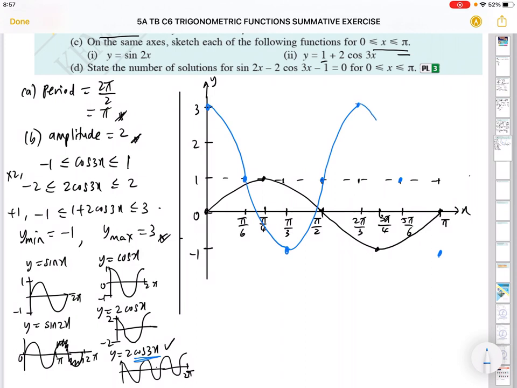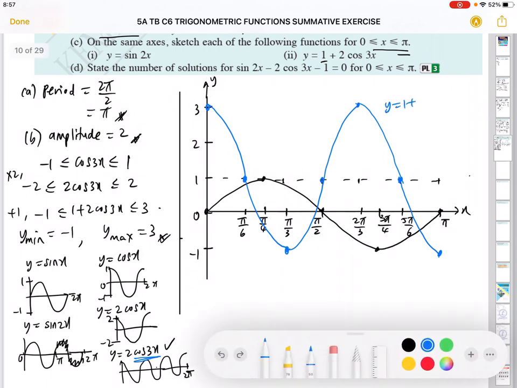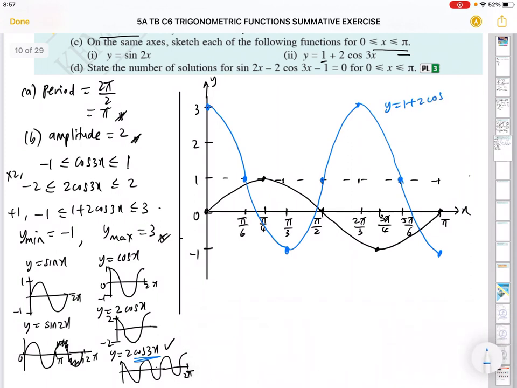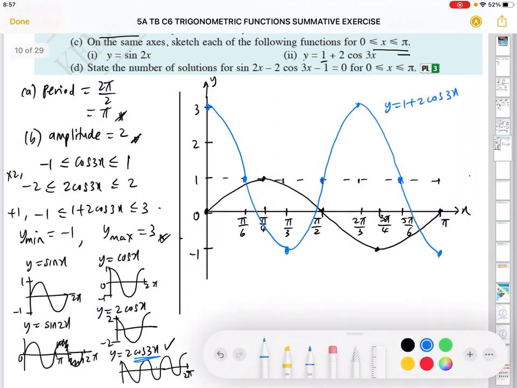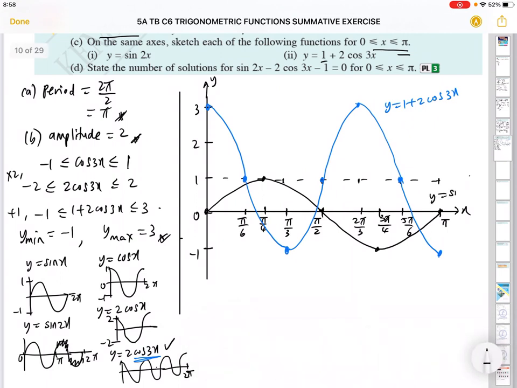Now, with a bit of practice, I think you should be able to draw quite a nice looking graph. It's not easy initially, right? With practice, you should be okay. Alright, so I've done the cos graph and the sine graph, y equals sine 2x. Okay, next. State the number of solutions. Part D, I'll do it here. Number of solutions to this equation.